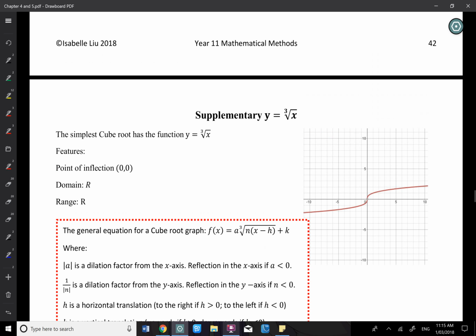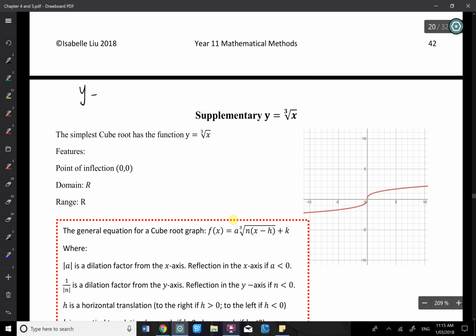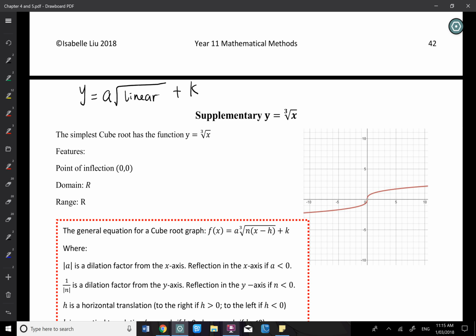Root graph. A square root graph has a formula y equals a, and the square root we have a linear under that, and plus any k values. Okay, so that is a square root. So cube root is very, very similar, 99% similar.